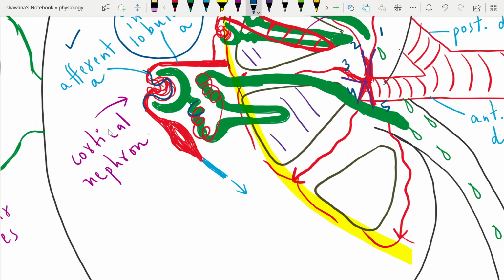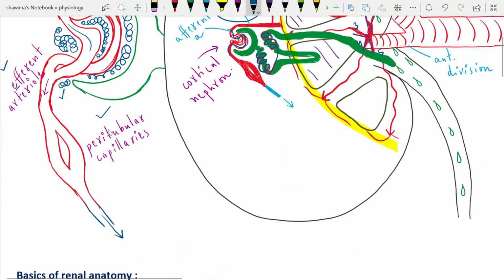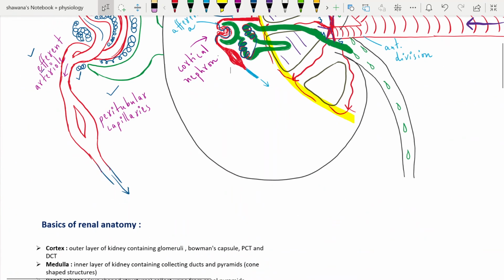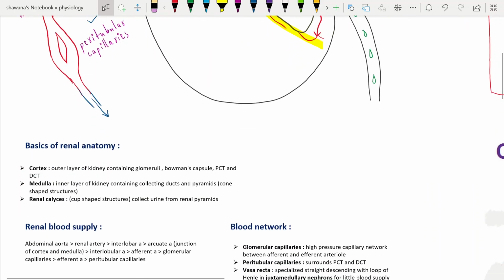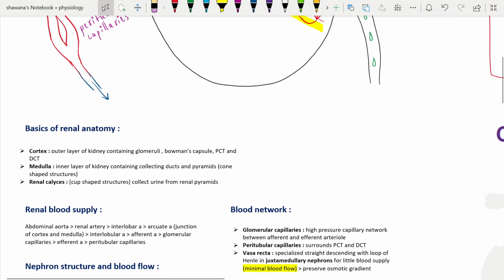And the efferent arterioles continue to form peritubular capillaries, which, as you can see here, these are the peritubular capillaries. They are around the proximal and distal convoluted tubules for assisting the reabsorption process. So I hope you understand this diagram. So let's just collect the things together.